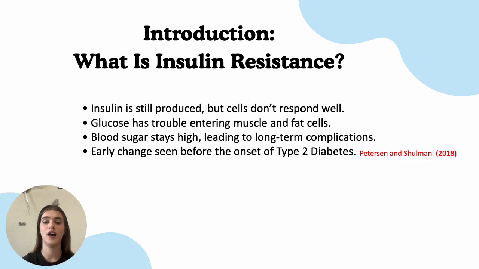So moving on to our introduction. The main point here is that in type 2 diabetes, the body still makes insulin, but the cells do not react to it. Because of that, glucose can't enter muscle and fat cells the way it should. This is why blood sugar levels stay high, and over time the pancreas produces more and more insulin.